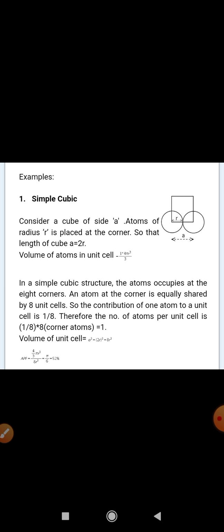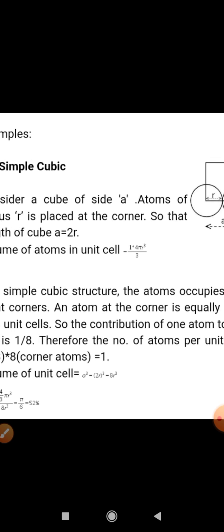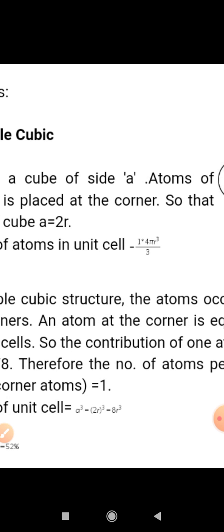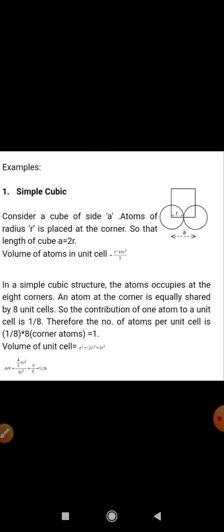Therefore, when the formula is applied, for the volume of atoms in the unit cell, the number of atoms is multiplied by 4 pi r cube divided by 3. If the number of atoms is 2, then it will be multiplied by 2 into 4 pi r cube divided by 3. In SCC arrangement, the total number of atoms is 1, therefore it is multiplied by 1 into 4 pi r cube divided by 3. This is the volume of atoms in the unit cell.